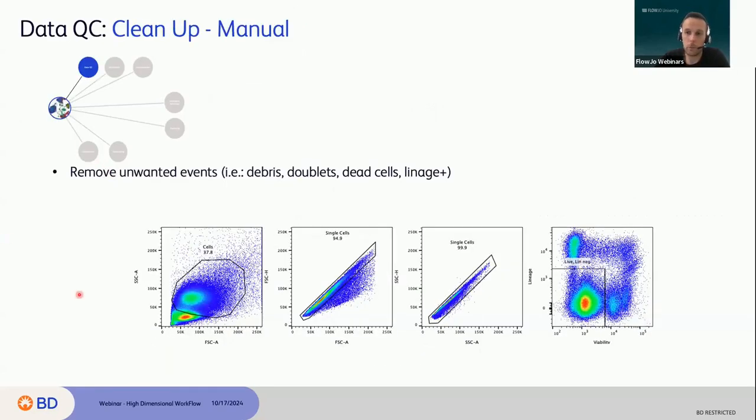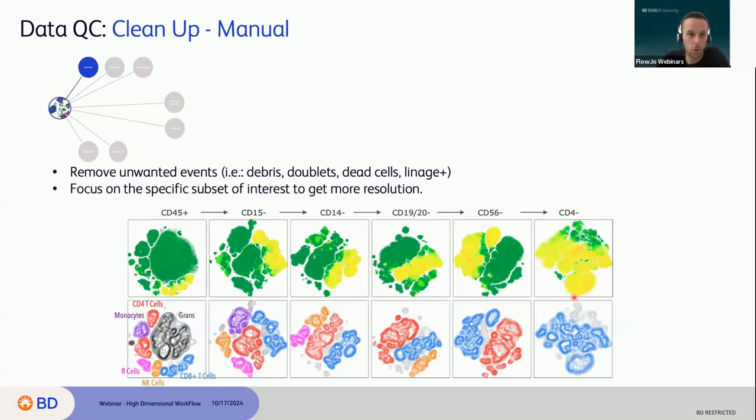All right, so now that we have removed all the problematic events coming from the instrument, we want to remove any unwanted events. We're going to remove debris with a cleanup gate on forward scatter and side scatter to select our cells. We remove doublets with forward scatter A versus H, followed by side scatter A versus H. We remove dead cells with a live/dead marker, and if you have a lineage marker, the lineage positive. You can stop there and start doing your parameter analysis, or you can keep going to the subpopulation we're interested in to get more resolution.